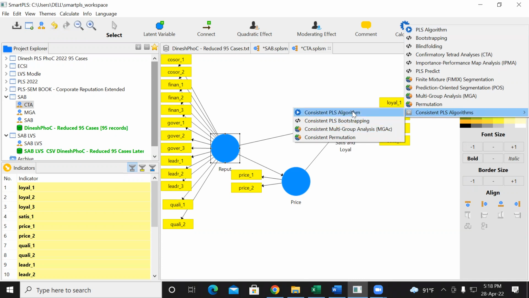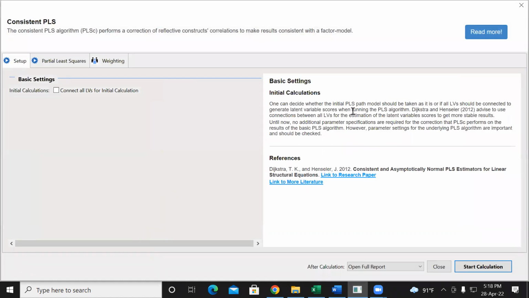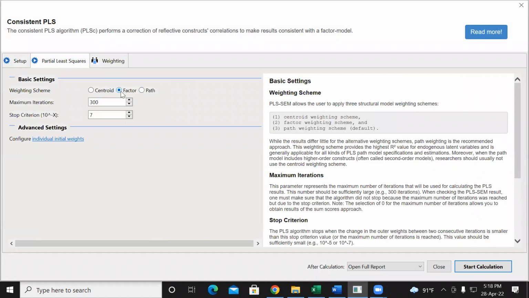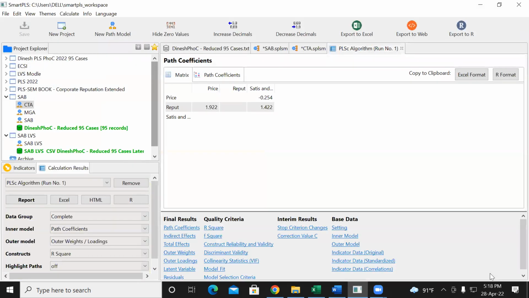I go to the consistent PLS algorithm and I run. Remember, here I select factor focus. Now my task is not first to check the paths in the inner model, but in the outer model, I want to look at the factors and the nature of the measurement model, right? Whether formative or reflective. Therefore, factor focus. But sometimes there is no big difference. Start calculation. Then I get the normal reports.